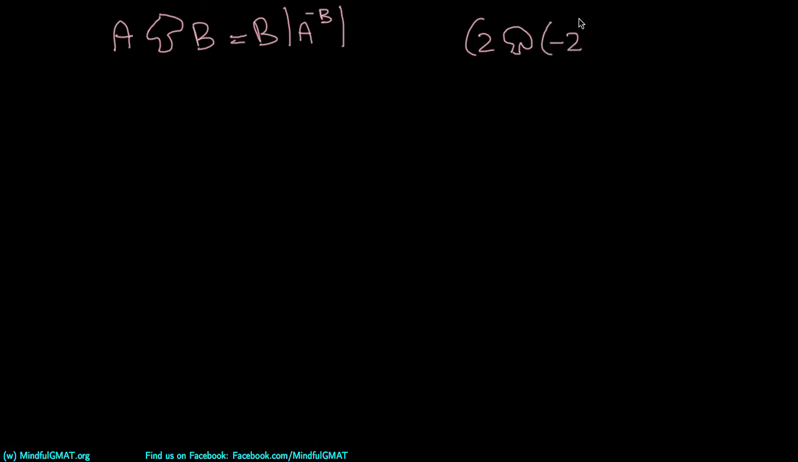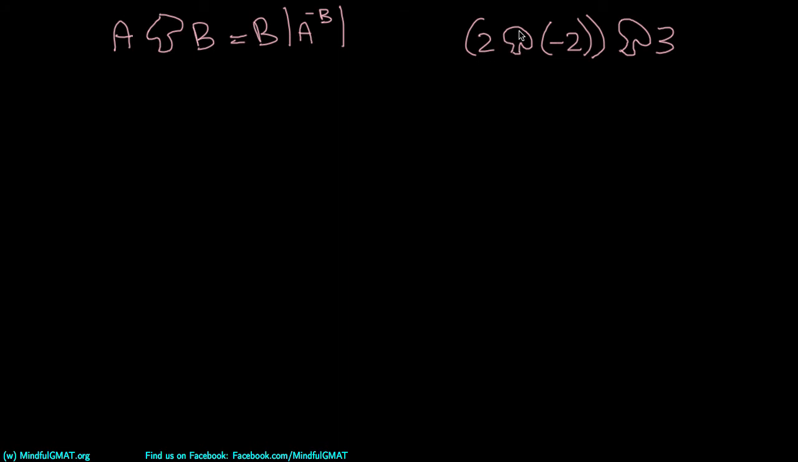So what's being given to you is that A symbol B equals B times the absolute value of A to the power minus B. And then the question is, what is 2 symbol minus 2, in brackets, symbol 3?